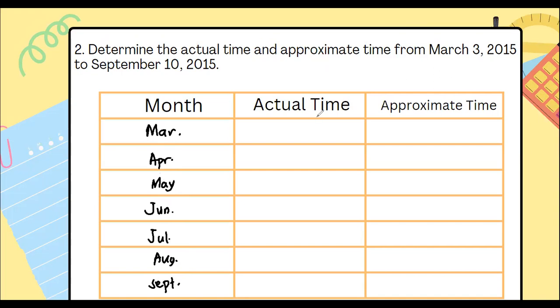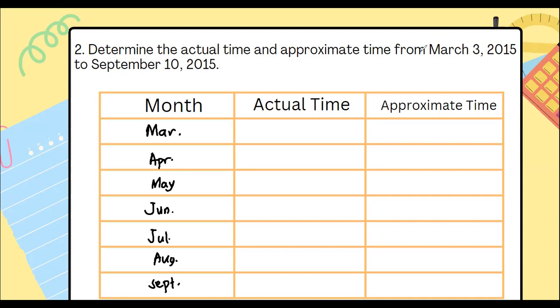Then we need to list all the days. Let's start with actual time. On actual time, March starts on March 3. So on actual time, March has 31 days.